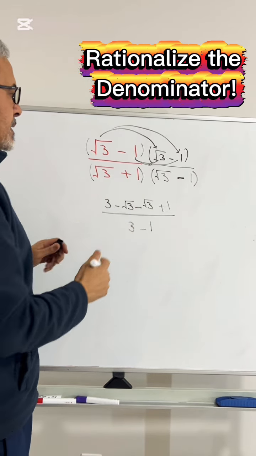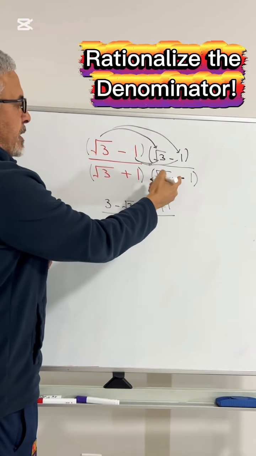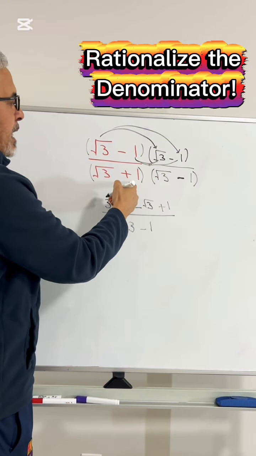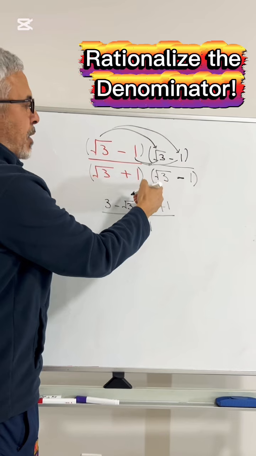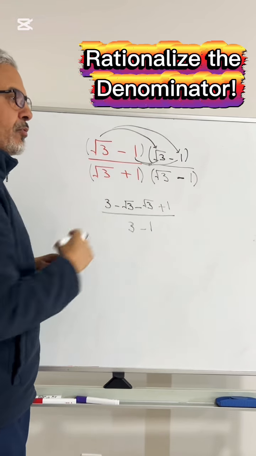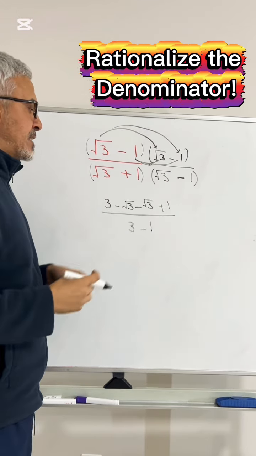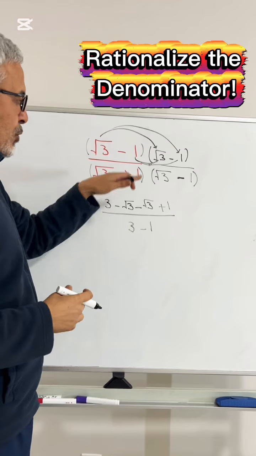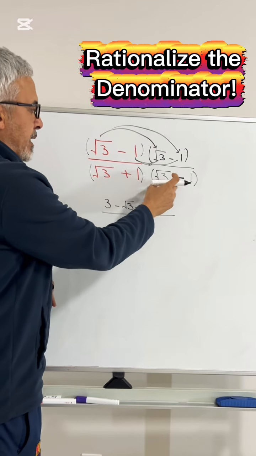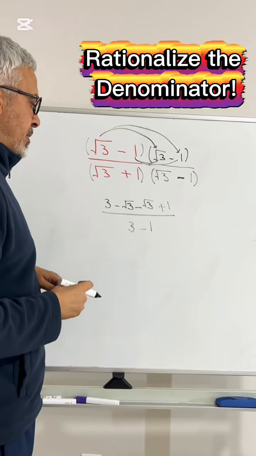Now if you FOIL this, when you multiply this into here, you're going to get negative root 3, and when you multiply the 1 into root 3, you're going to get positive root 3. So negative root 3 and positive root 3, they're going to cancel each other out, and that's why you could take the shortcut when the sign here and here are different.